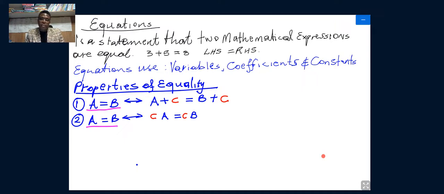First of all, what is an equation? We have defined algebraic expressions. But what is an equation? An equation is a statement that two mathematical expressions are equal, meaning that the left-hand side and the right-hand side of the equation are equal.